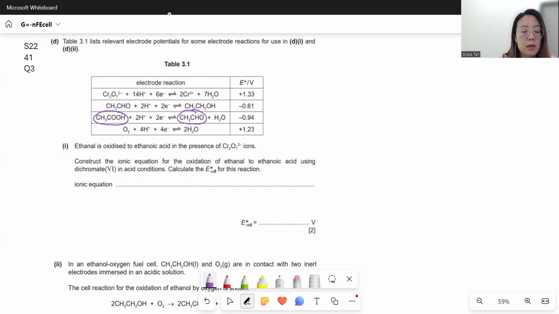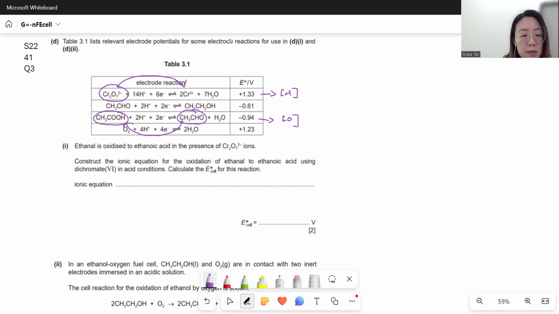Okay, so ethanol was oxidized to ethanoic acid using dichromate in acidic condition. So dichromate is here. That means dichromate ions undergo reduction because it is more positive. Therefore, the ethanoic acid equation, being less positive, will undergo oxidation. So they want you to construct the ionic equation for the oxidation of ethanol to ethanoic acid using dichromate in acid condition and calculate nFEcell.